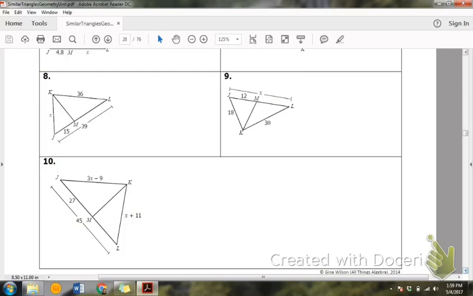On homework 21, you need to do 1 through 11 odd.